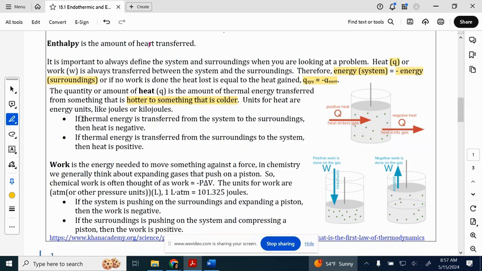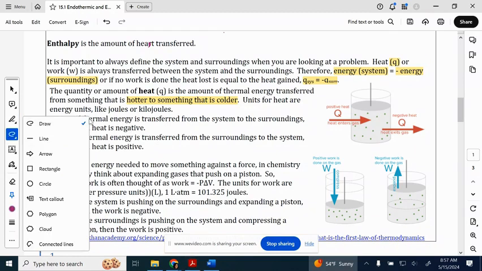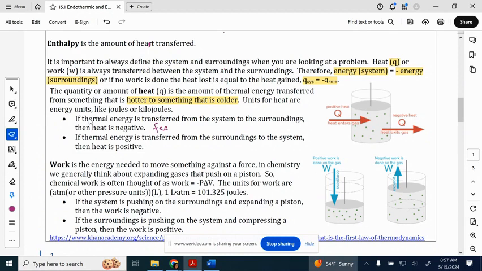If thermal energy is transferred from the system to the surroundings, the heat is negative. If the thermal energy is released or transferred from the surroundings into the system, then it's going to be positive. So this will feel hotter if you touch it with your hand, and this will feel cooler.